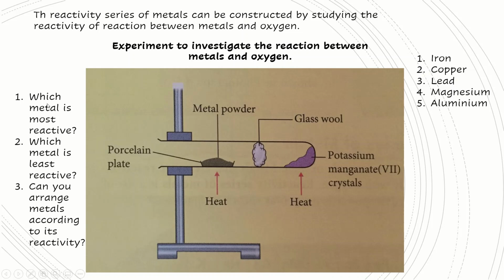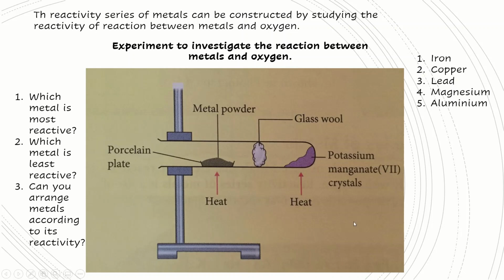Soalan dia adalah kita nak tahu which metal is most reactive. Antara metal-metal ni semua, siapa yang paling reaktif? Okay, which metal is least reactive? Antara metal ni semua, siapa yang paling kurang reaktif? And then based on the reaction with the oxygen, can you arrange metals according to its reactivity? Boleh tak kita susun metals tu mengikut reactivity dia?